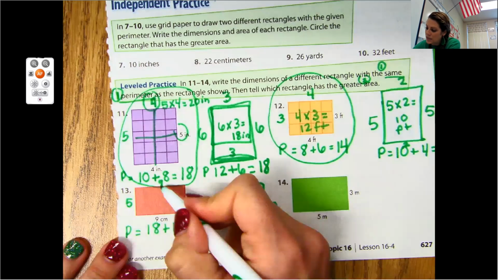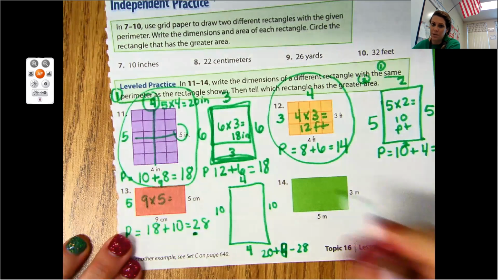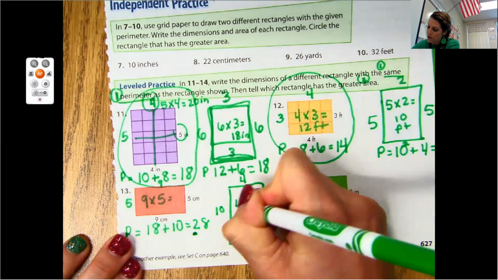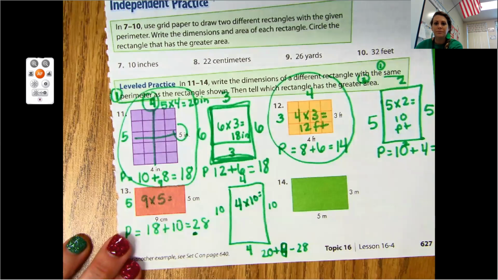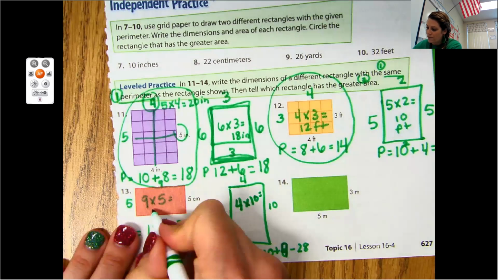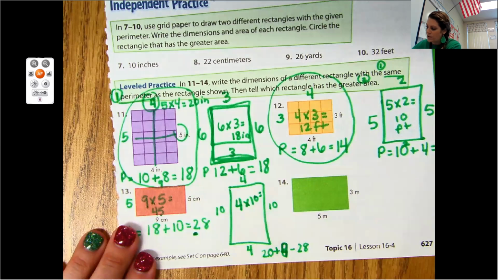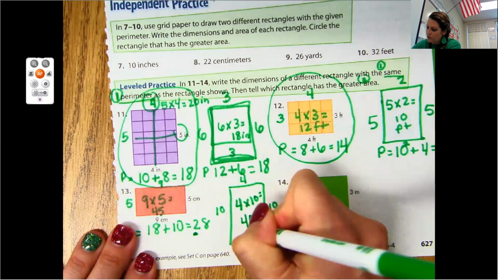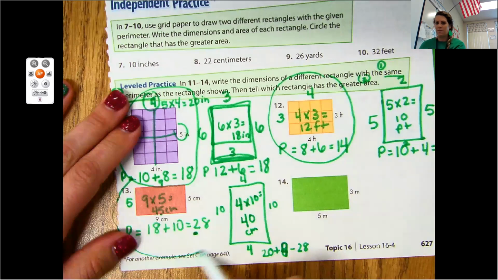9 times 5. And what would our area be here? 4 times 10. Go ahead and solve both of those. 9 times 5 equals what? It equals 45, right? And 4 times 10 equals what? 40 centimeters. Which one has the greater area? It always seems to be the first one.